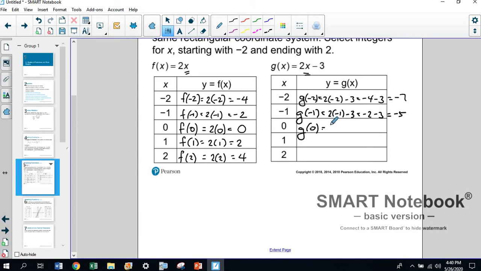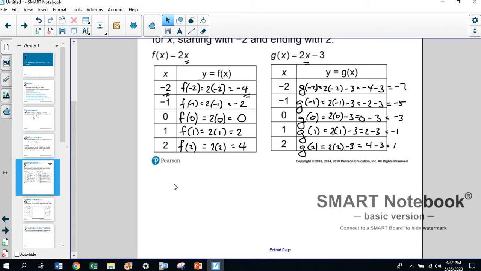G of 0, plug in 0 for x. 2 times 0 is 0. Minus 3 is -3. All right, plug in 1. 2 times 1 minus 3 is 2 minus 3, which is -1. And then finally plug in +2 for x. You get 2 times 2 minus 3, which is 4 minus 3, and that's +1.